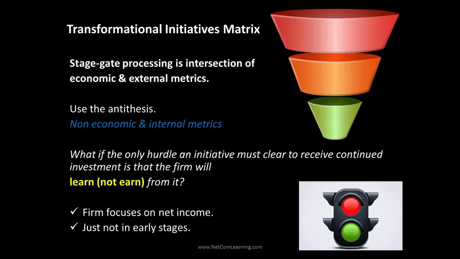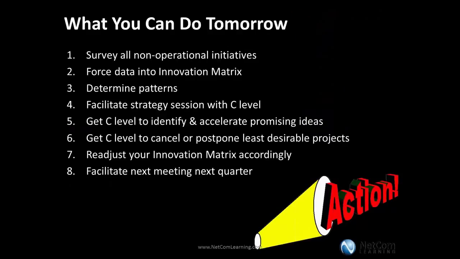So Google is trying to develop the driverless car. Clearly, it has not earned enough money or market share to advance to the next stage. So perhaps Google is looking at, okay, in the previous quarter, did we learn something new that we did not know before to advance this transformational innovation project to the next step? So of course firms must focus on net income, but for transformational innovation, not in the early stages.